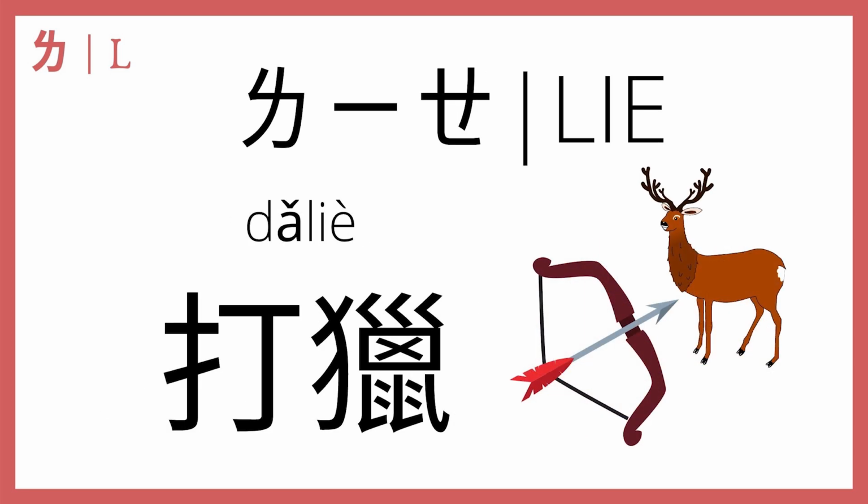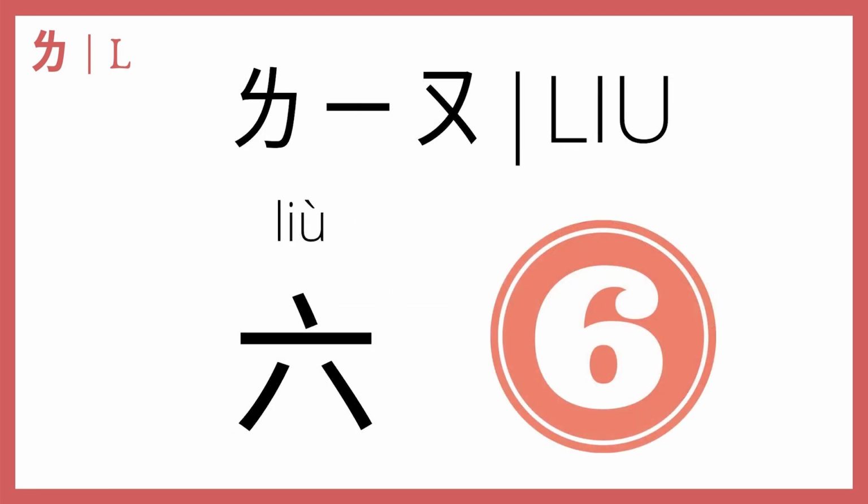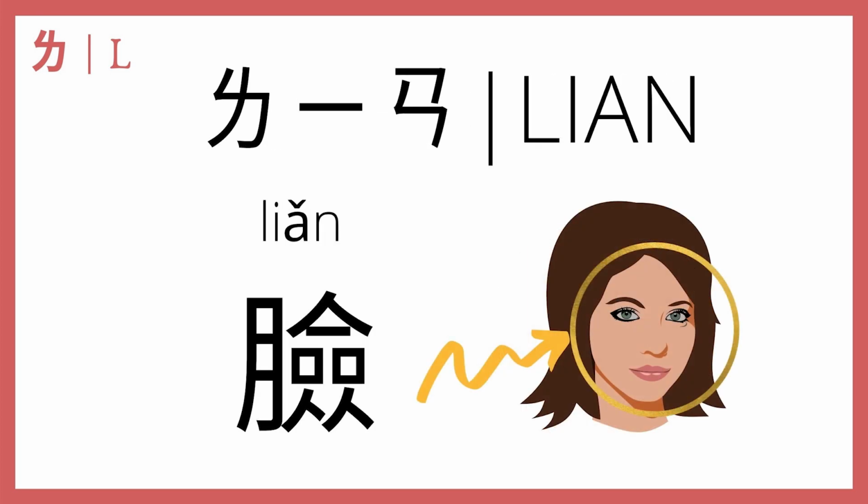Next, le plus i plus e makes lie, as in 打猎, to hunt, 打猎. Le plus i plus ao is liao, as in 疗愈, which means healing, 疗愈. Le plus i plus ou makes liu. In the fourth tone, liu means the number 6. So 一二三四五六 means 1, 2, 3, 4, 5, 6. Liu, 6. Then le plus i plus an is lian.